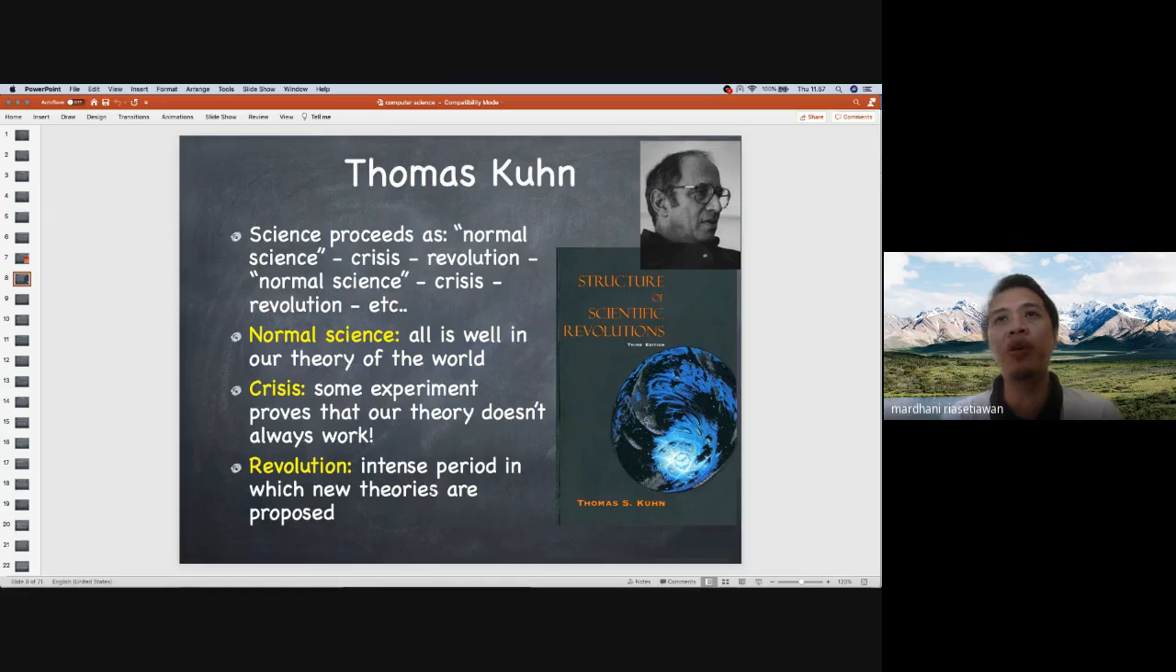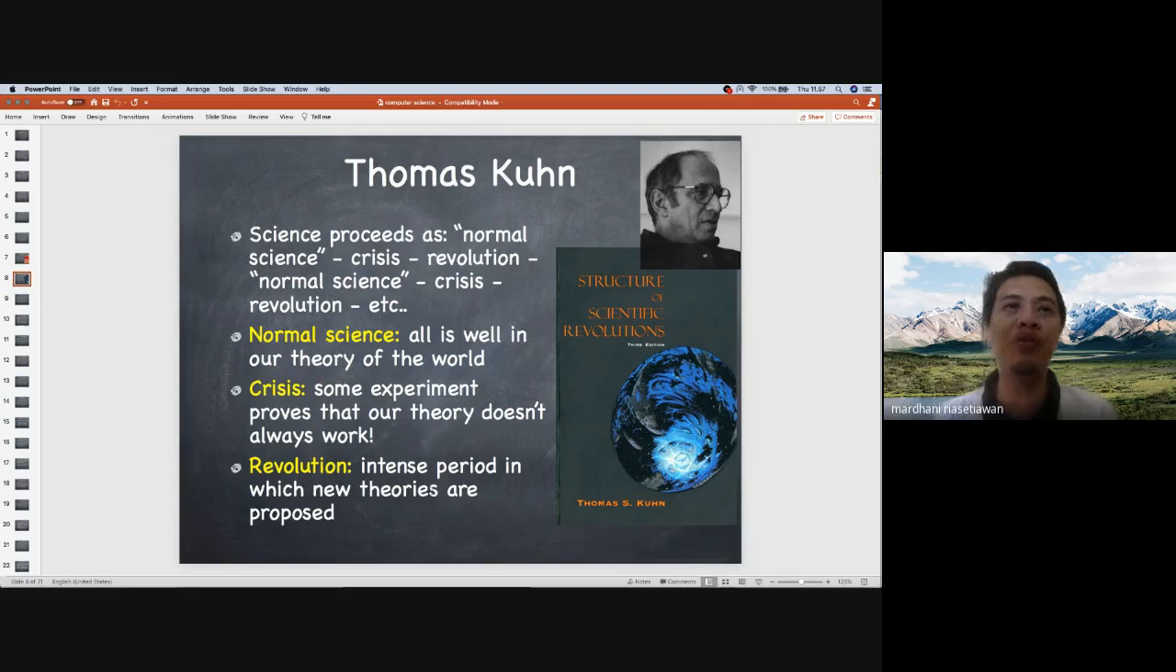It's also said that science proceeds as normal science, and we go to the crisis, and then to the revolution, and then we have another normal science, and it continues. What he said is that normal science is when all is well in our theory of the world. It means everything is normal. We already accept all the theory in the universe, in the world.